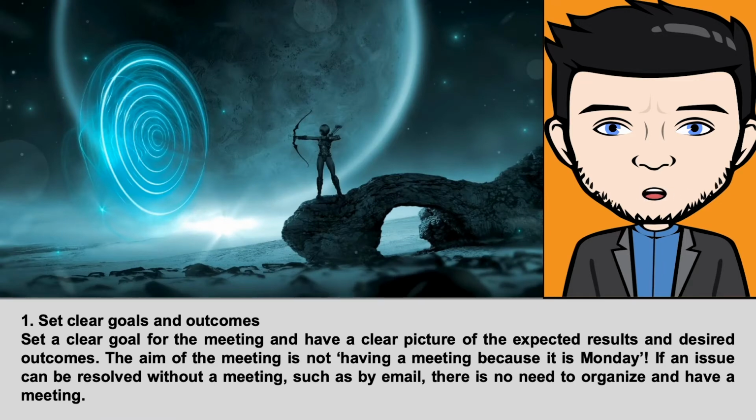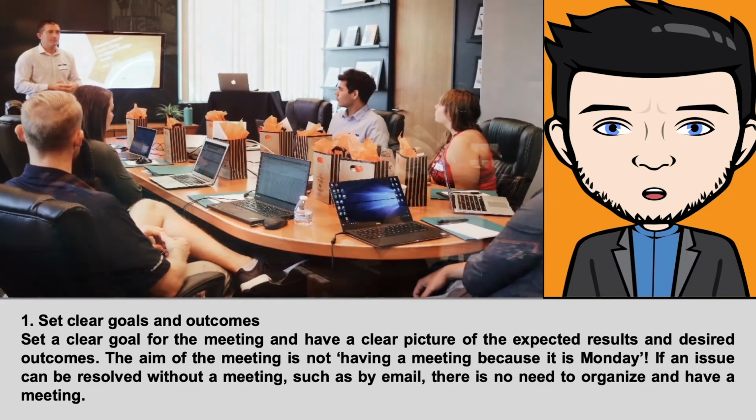1. Set clear goals and outcomes. Set a clear goal for the meeting and have a clear picture of the expected results and desired outcomes. The aim of the meeting is not to have a meeting because it's Monday. If an issue can be resolved without a meeting, such as by email, there is no need to organise and have a meeting.